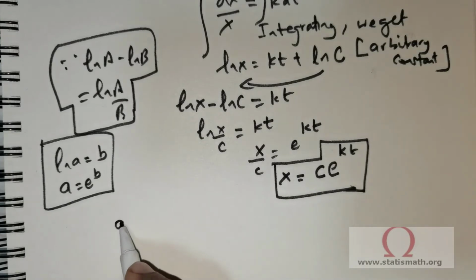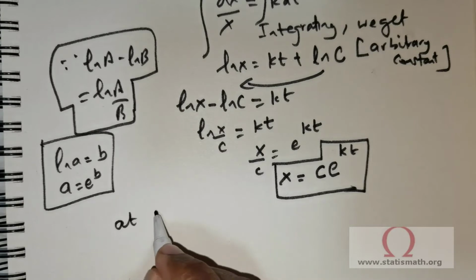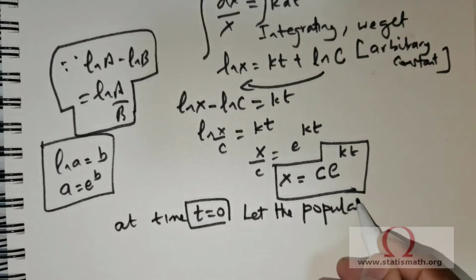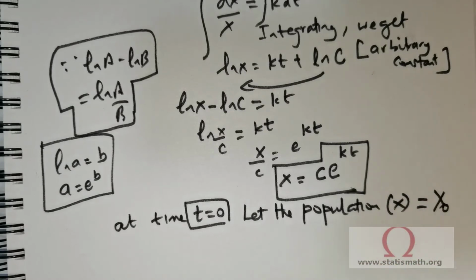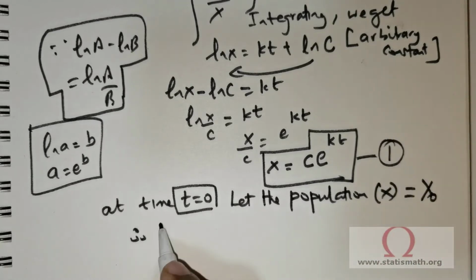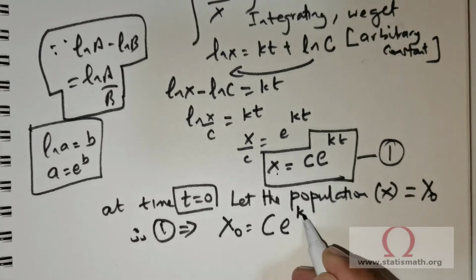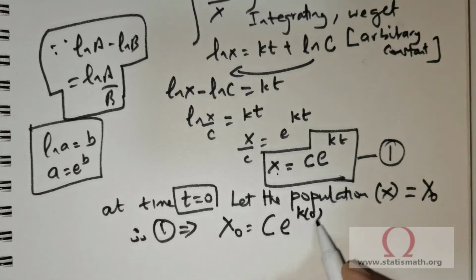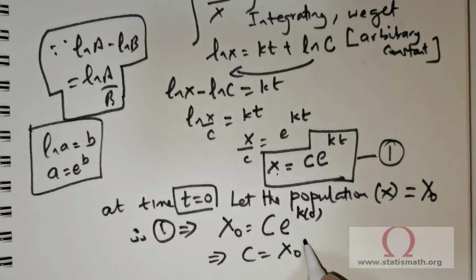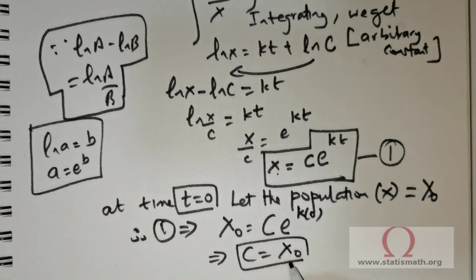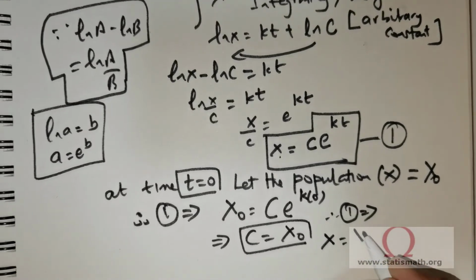Now I'm going to take the following assumption. At time t equal to 0, let the population, in this case x, be equal to x naught. So if I take this as equation 1, therefore 1 can be rewritten, in place of x, as x naught is equal to c times e raised to the power k times 0, because time t is taken to be 0. So this would become 1. From here I would get c is equal to x naught. So instead of c, I can use x naught. Therefore 1 can be rewritten as x is equal to x naught times e raised to the power kt. So this is what I have got.